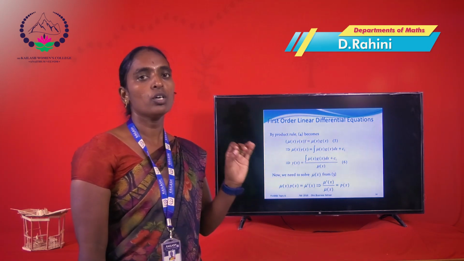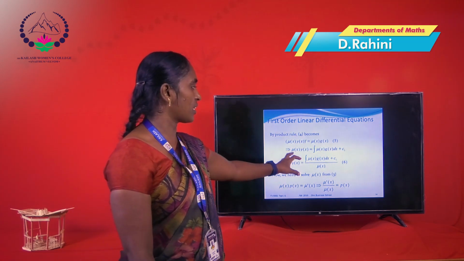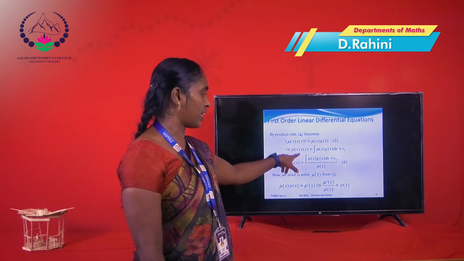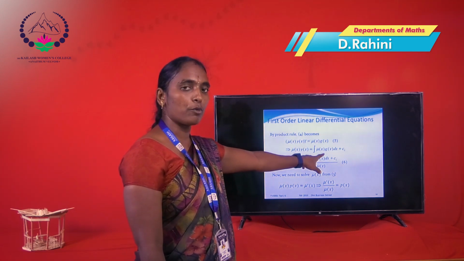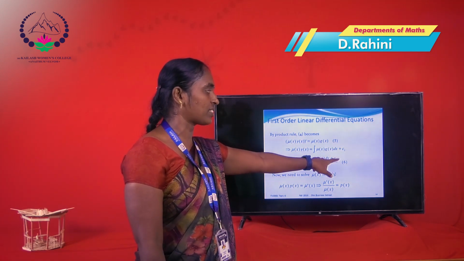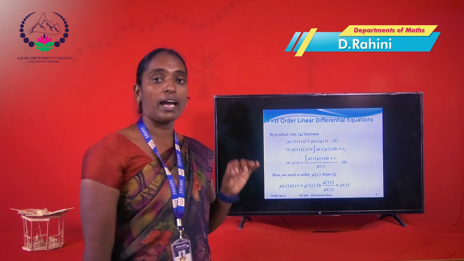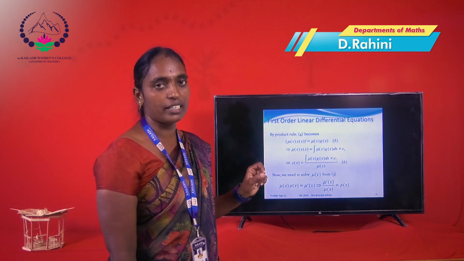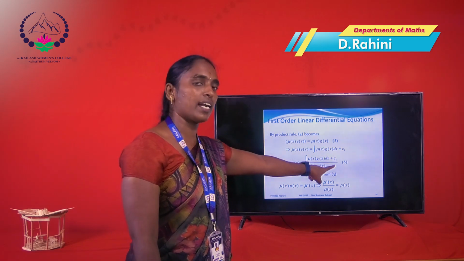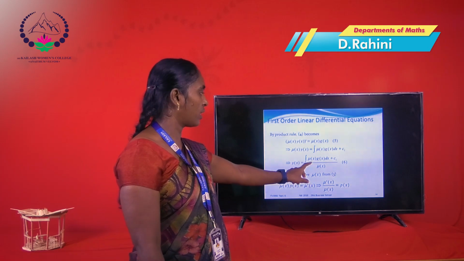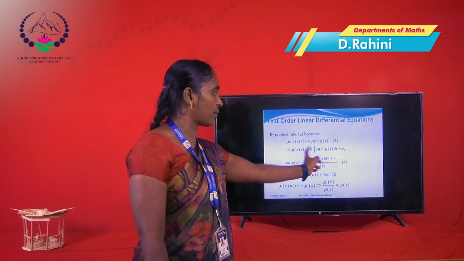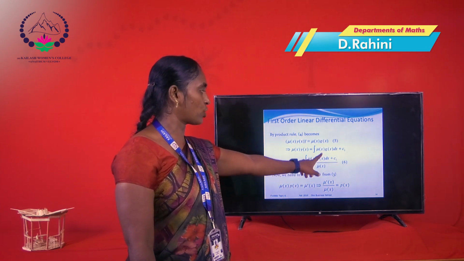Next we have to simply integrate this equation, which gives μ(x)y(x) = ∫μ(x)g(x)dx + c1. Here we must add the constant term, so we add c1 as the constant term of equation number 5. Next we divide this equation by μ(x), and we get equation number 6.